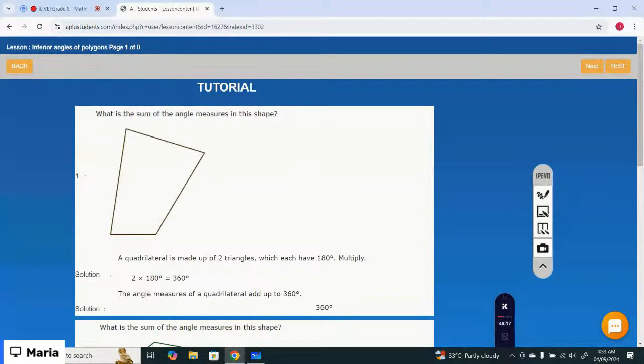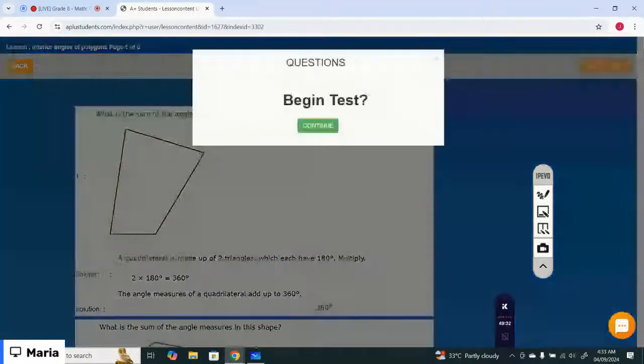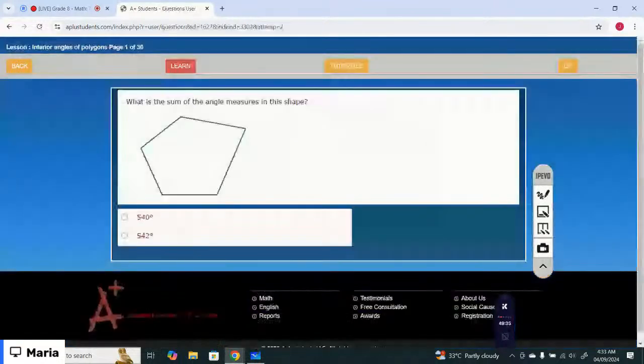Quadrilateral is made up of two triangles. So each triangle has 180 degrees. So two triangles have 2 times 180. So the sum of the angles measured in the shape is 360 degrees, right? Okay, let's just start with the test questions. What is the sum of the angle measured in the shape? Which is the correct option?